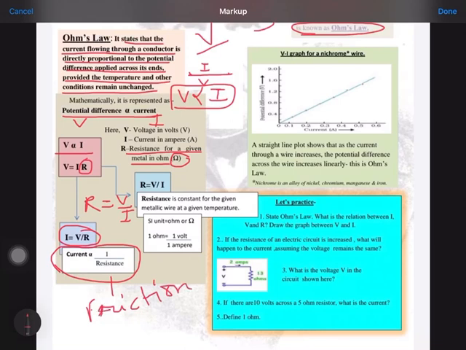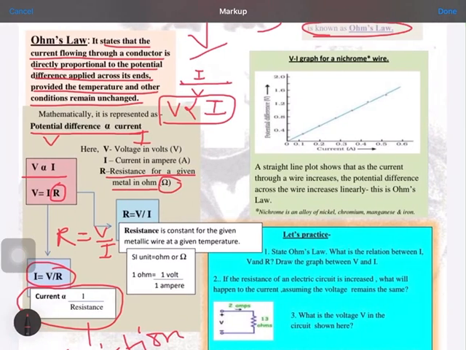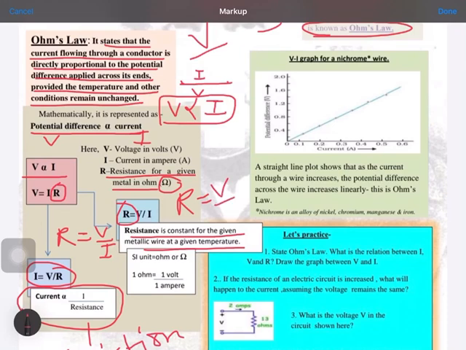Now, the resistance is constant for a given metallic wire at a given temperature. The value of R is always constant, and this is also something we have to do in practicals. This R value remains constant for V upon I. That means the V upon I ratio comes out to be constant. If either of these two is increased, then by the same amount the other will be increased and the value of R will come out to be constant.